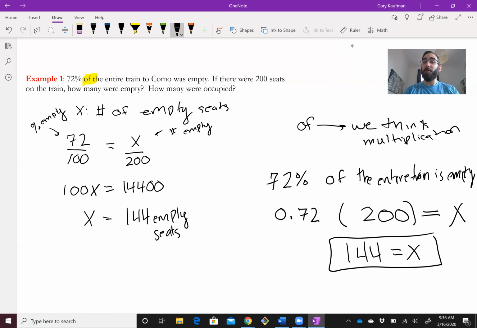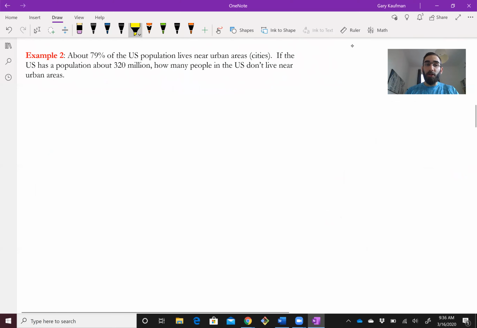So instead of setting up a proportion, we just set up an equation and we use the fact that all of a sudden of means multiply, is means equal. And we filled in the information where we needed it. All right, make sure you get this down in your notes so you have one of the examples. We're going to look at another one real quick.